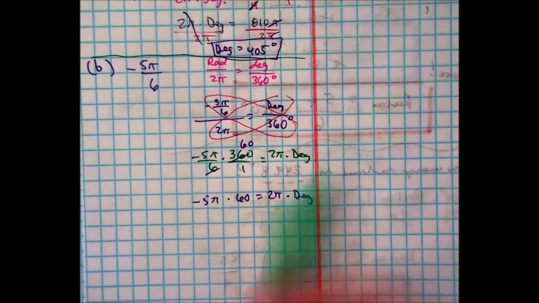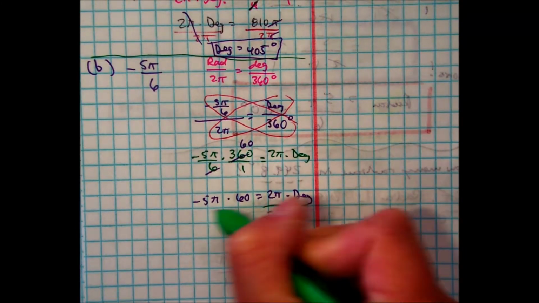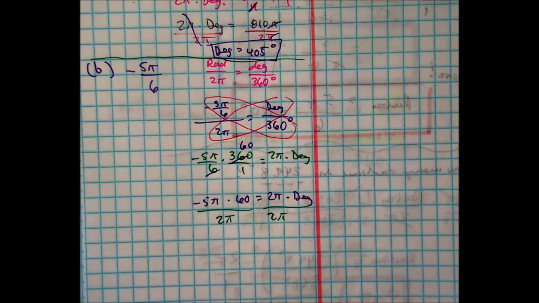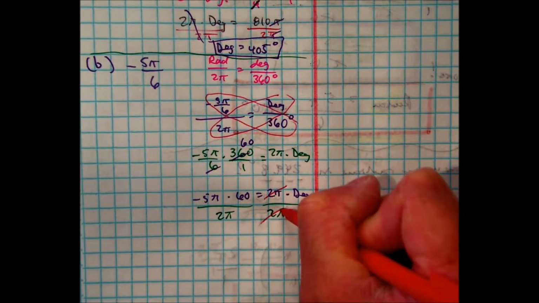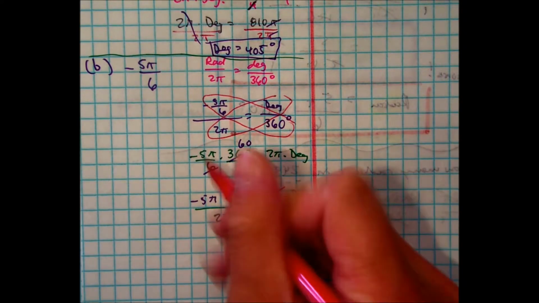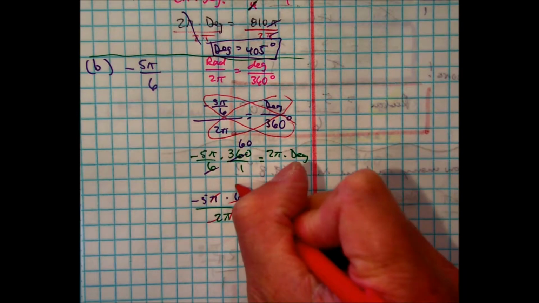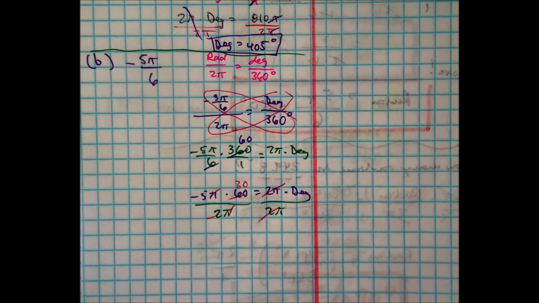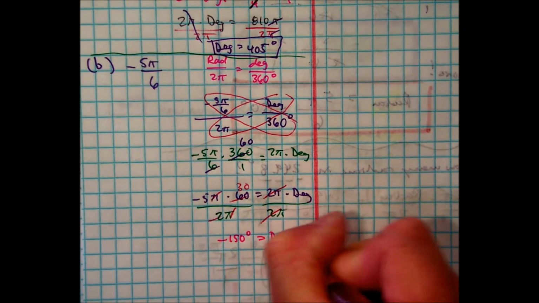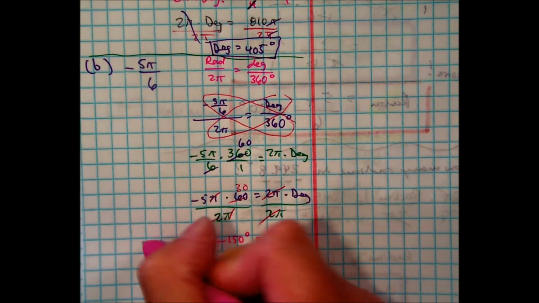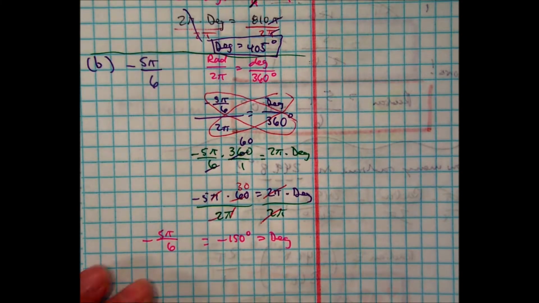I'm just going to save myself some time. Watch this. I decided not to multiply. I'm just going to divide both sides by 2 pi. Pay attention. These are canceling. They're equaling 1. Then I'm canceling my pi's. 2 goes into 60 how many times? And negative 5 times 30, negative 150 degrees equals my degrees. So negative 5 pi over 6 is equal to negative 150 degrees.